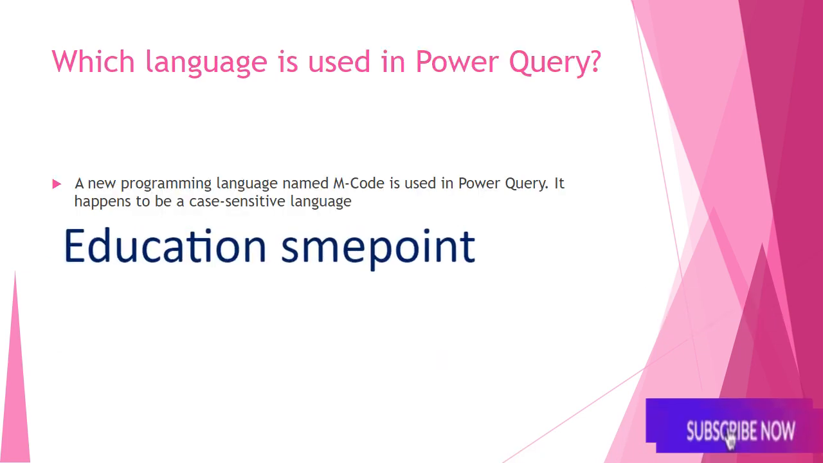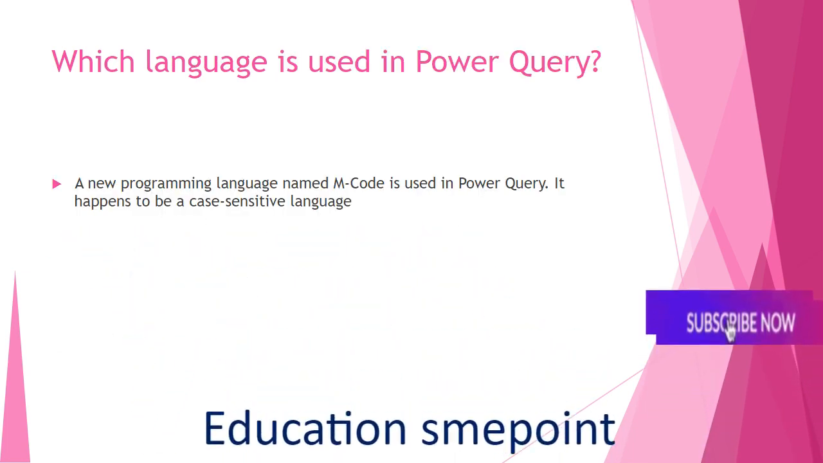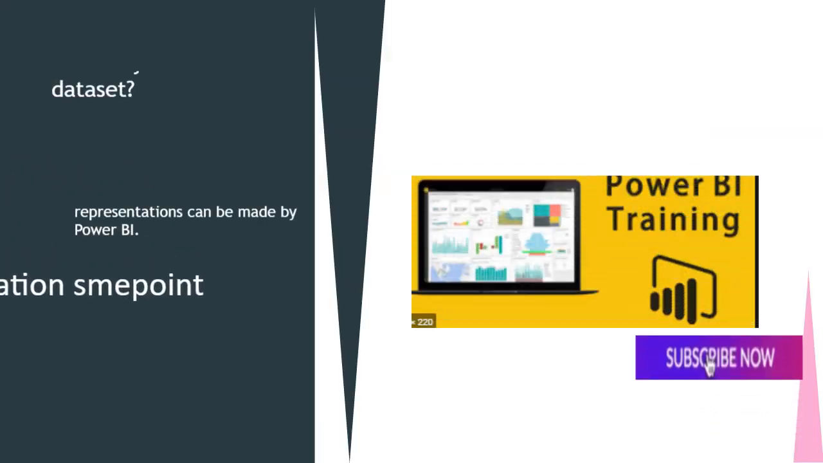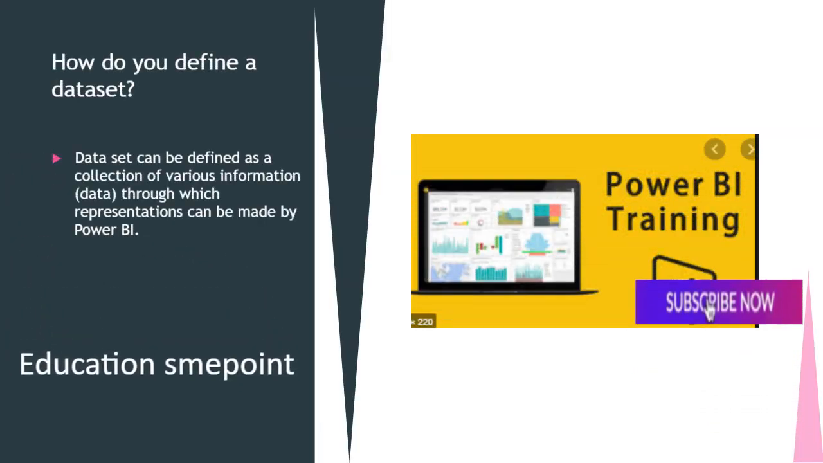Which language is used in Power Query? A new programming language named M code is used in Power Query. It happens to be a case-sensitive language. How do you define a dataset? A dataset can be defined as a collection of various information and data, through which representations can be made by Power BI. For example, a Microsoft Excel workbook, a SQL Server table, etc.